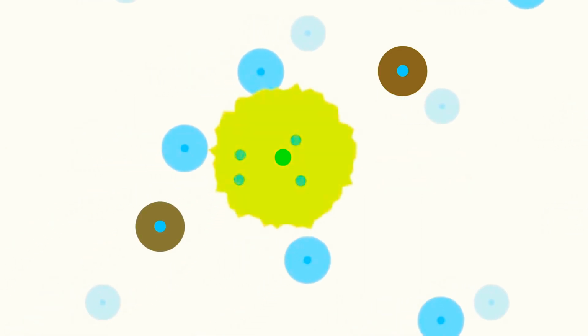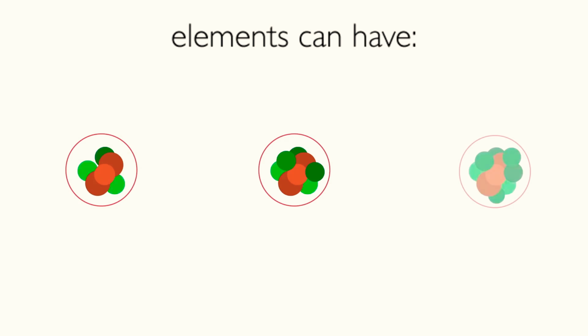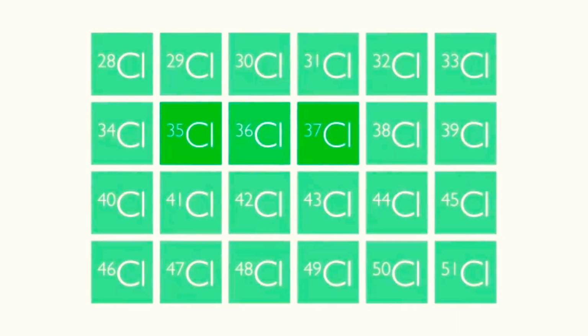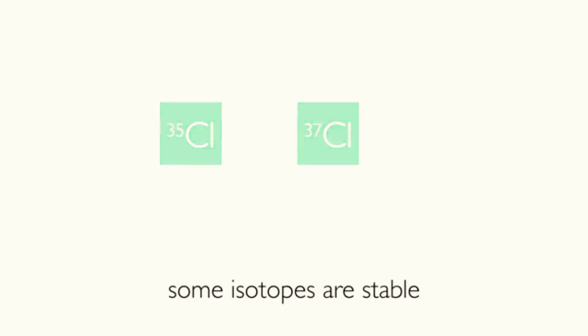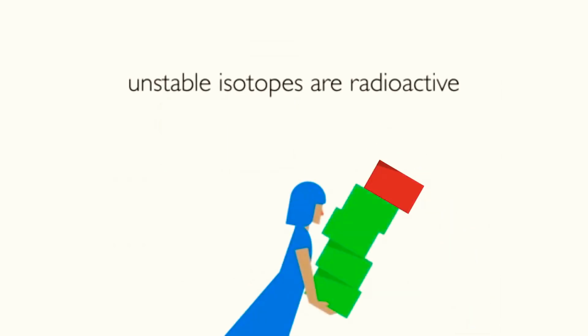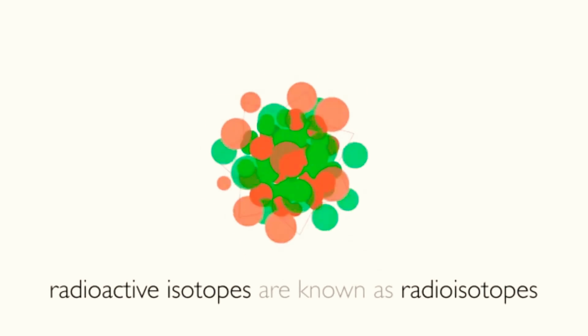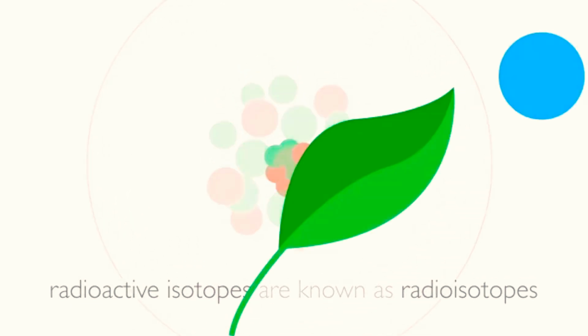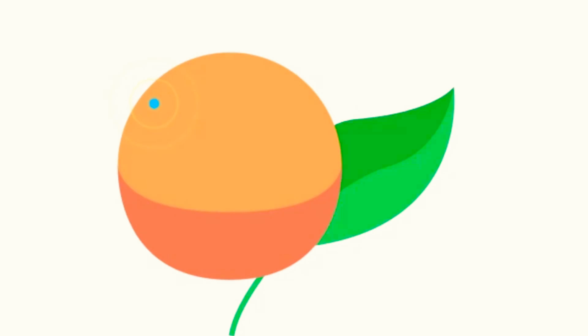So, as you can see, isotopes are important in modern science, and so we'll finish with a summary of the key points. Isotopes of the same element have the same chemical properties. Some isotopes are stable. Isotopes that are unstable are radioactive. Radioactive isotopes are also known as radioisotopes. Radioisotopes can be used as tracers or markers in chemistry and medicine, and they are also used to kill cancer cells.